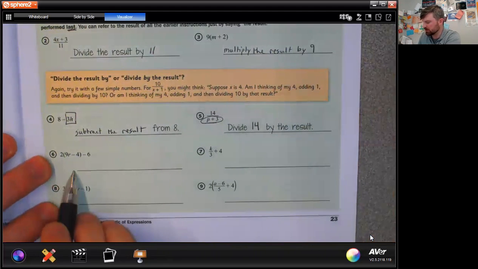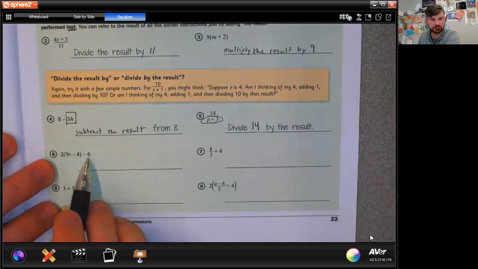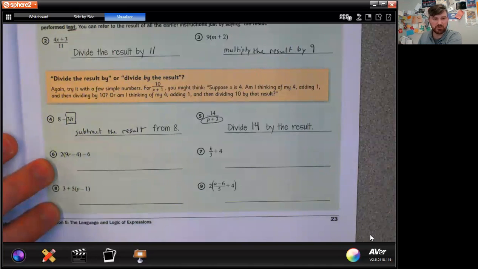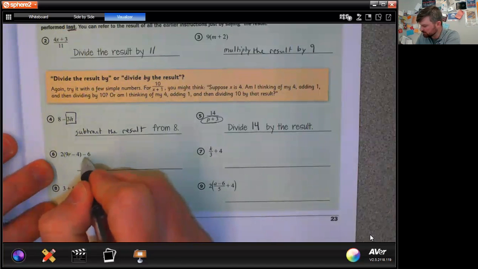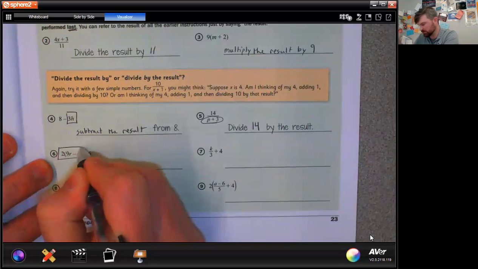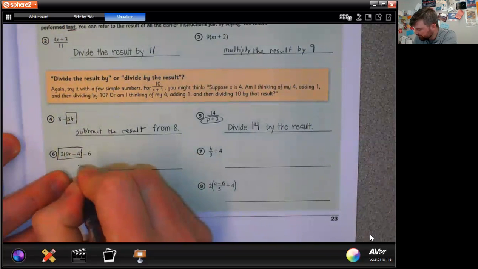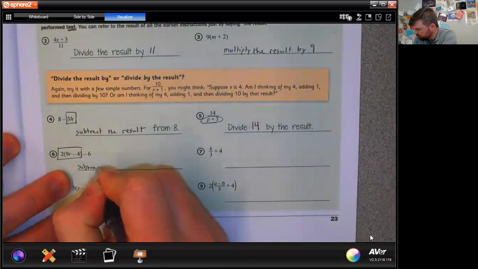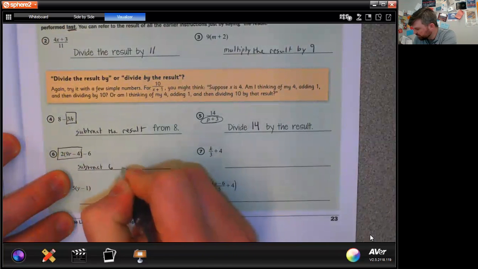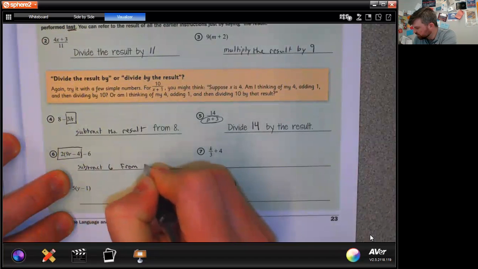Here's a tough one. They've got a lot of things in here. The last step that you're actually going to do is subtract 6. All of this is the result. So you're going to subtract 6 from the result.